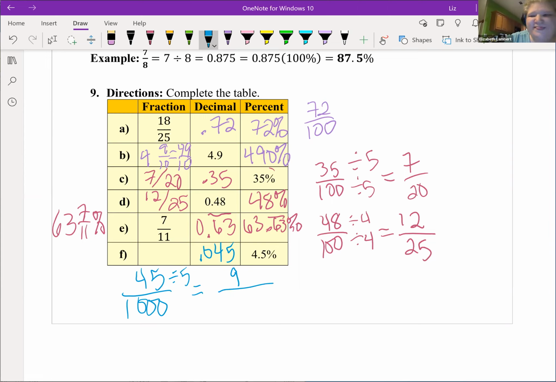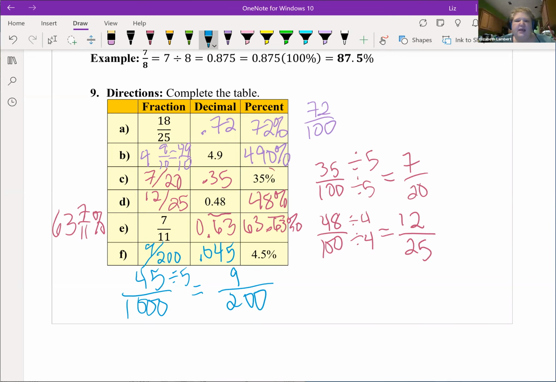And the bottom, 1,000 split 5 ways, or $10, which is 1,000 pennies. $10 split 5 ways is $2 each, or 200 pennies. So it is 200. And that's our last fraction. 9/200.